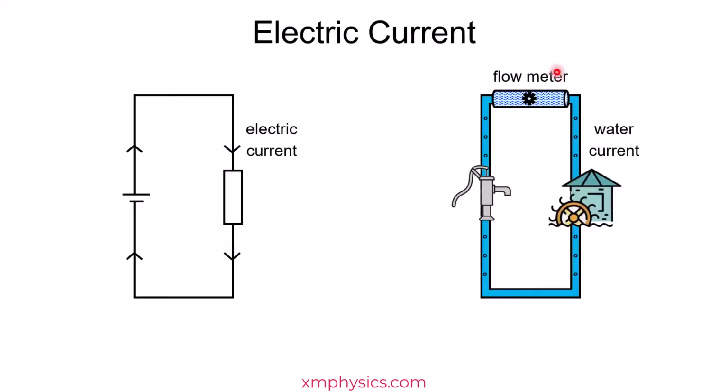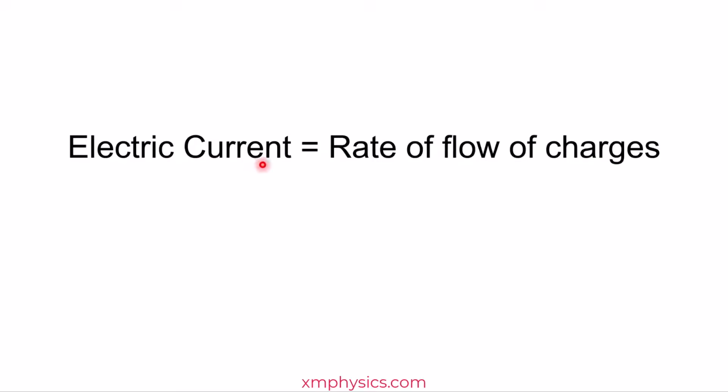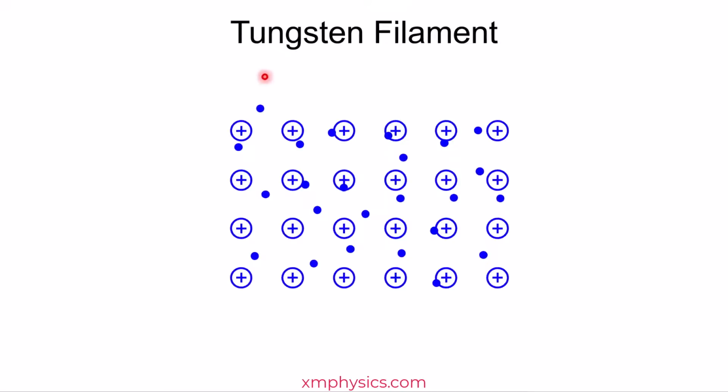If you insert a flow meter into the water current, then you can measure the rate of flow of water, the amount of water flowing past every section per unit time. Similarly, in an electrical circuit, we can insert an ammeter, and the ammeter will be measuring the electric current, the amount of charges flowing through per unit time. So the electric current is the rate of flow of charges, is measured in ampere, and 1 ampere is 1 coulomb per second.